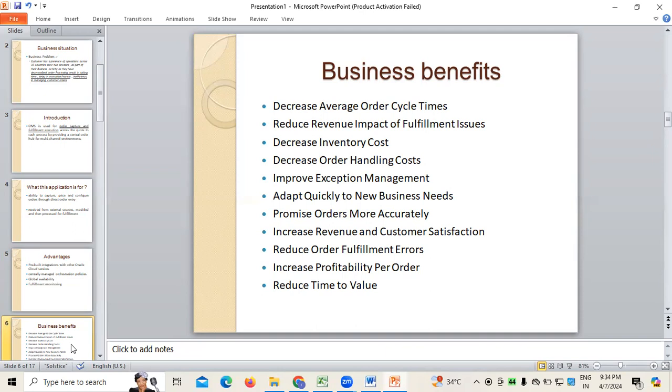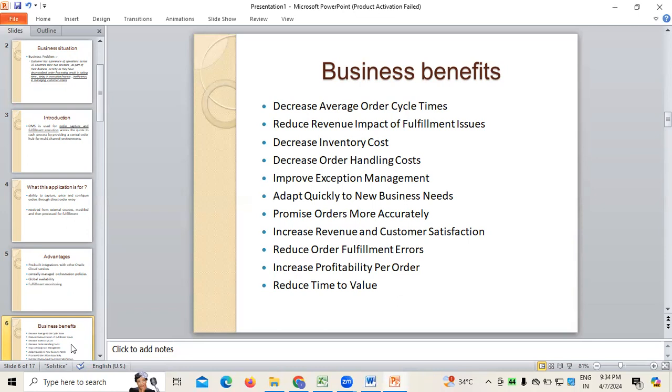The first one is decreasing the average order cycle time, so that the order cycle completes much faster. At the same time, it reduces the revenue impact of fulfillment issues. If any fulfillment issues happen, the impact on revenue can be reduced so that revenues will be more streamlined and higher. Next, it decreases the inventory cost, because when the operational process is heavier, inventory cost is also at a higher level. So that decreases here.